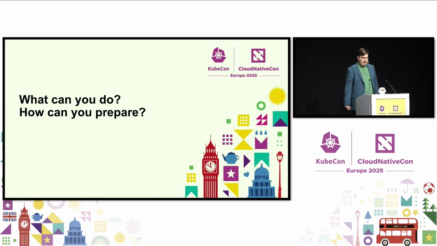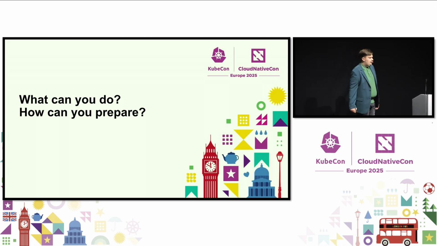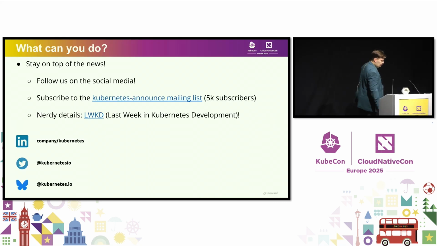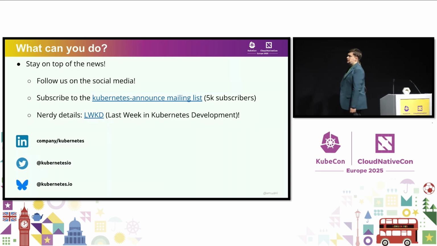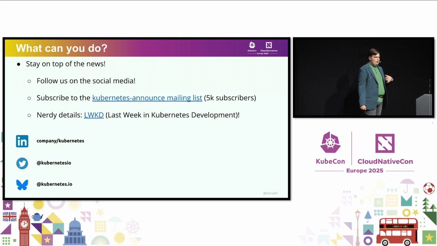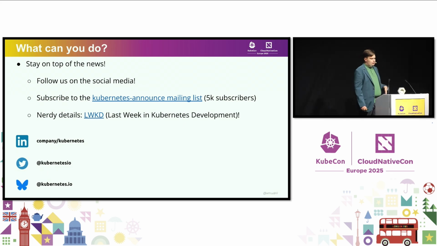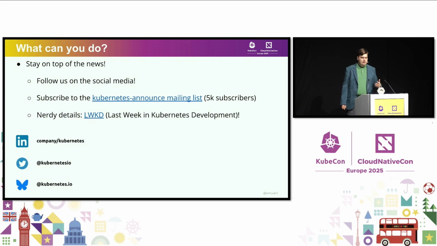And finally, what can you do and how can you prepare? Those are two questions that you might have after all of this. The best thing that you can do is to stay on top of the news, follow the Kubernetes development, follow the changelog, and make sure you're aware of deprecations and breaking changes. One thing that you can do is to follow us on social media. We have a profile on LinkedIn, on Twitter, on Bluesky, so make sure that you follow us there. We try to post the most important information that might affect you.